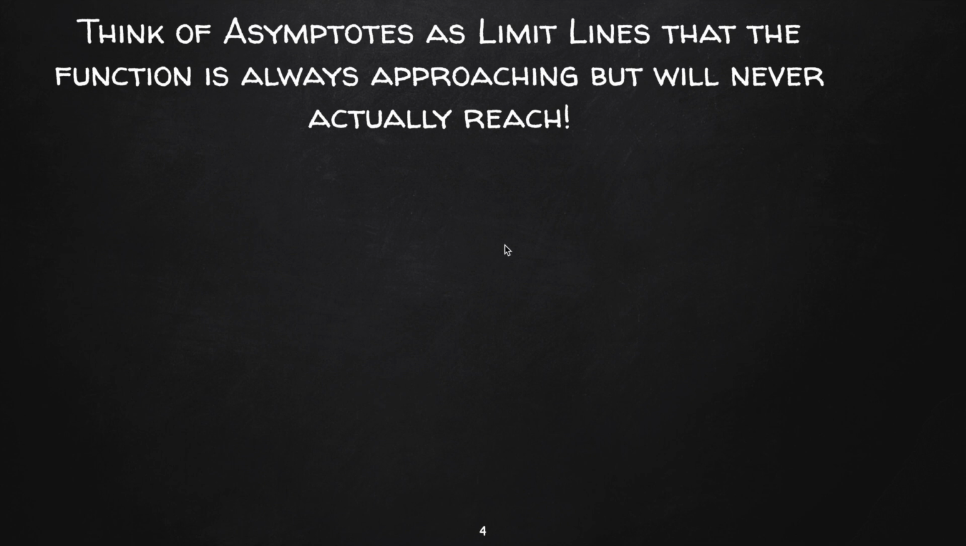So remember, think of the asymptote as a limit line that the function is always approaching, but it's never actually going to reach. It's just getting closer and closer and closer to these limit lines.